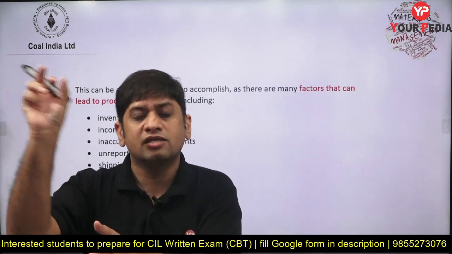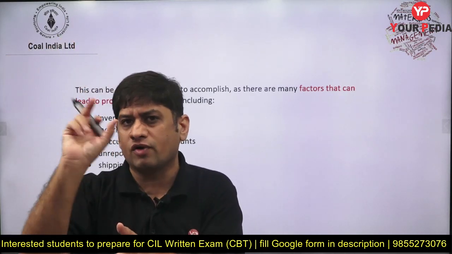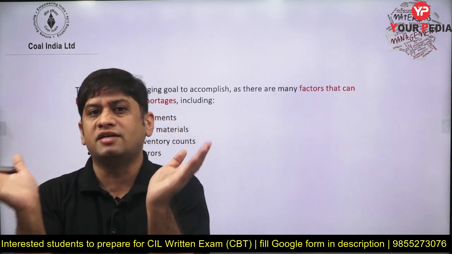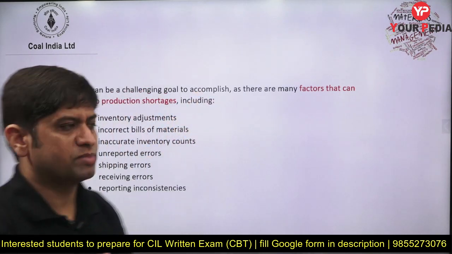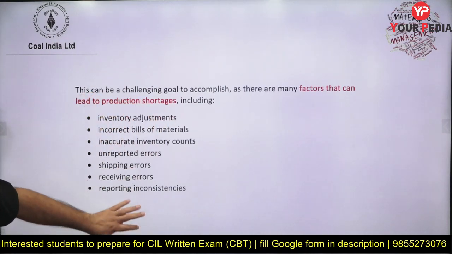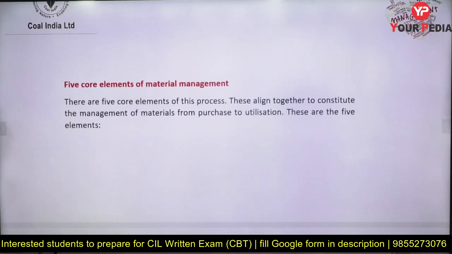So a bill of material is a very, very important document for material management. If the bill of material is not properly done, it will delay the process. Purchase orders may not be suitably created. Inaccurate inventory counts, errors, shipping errors, receiving errors. So these are some of the reasons why there is a delay, or material management is in trouble.